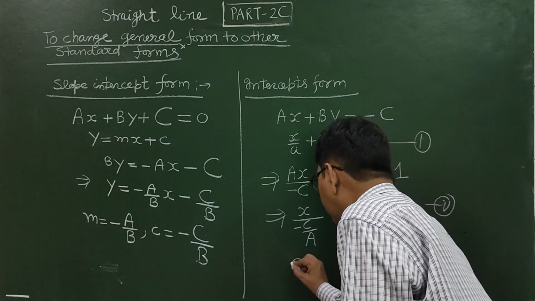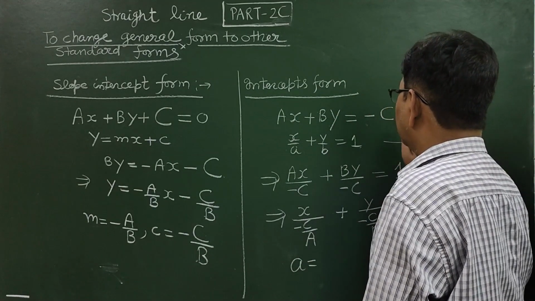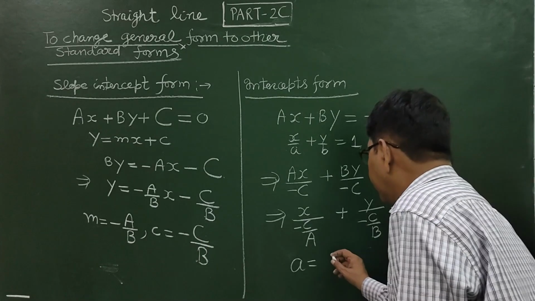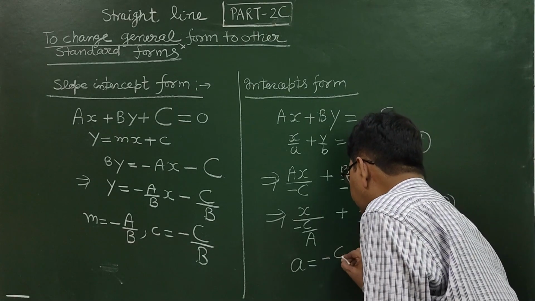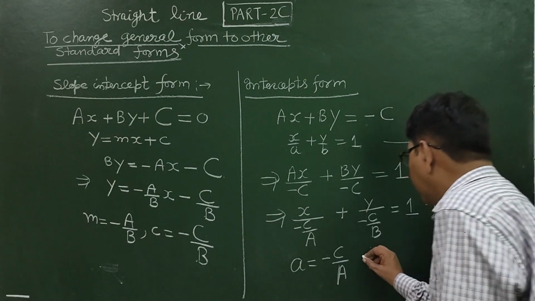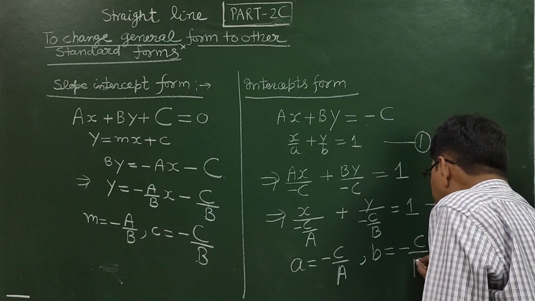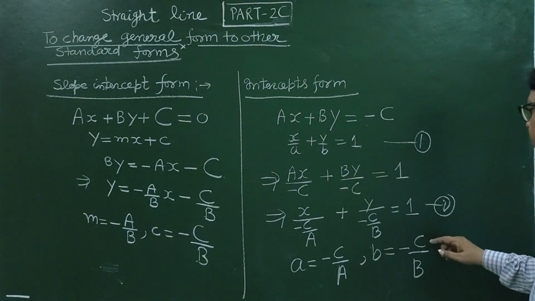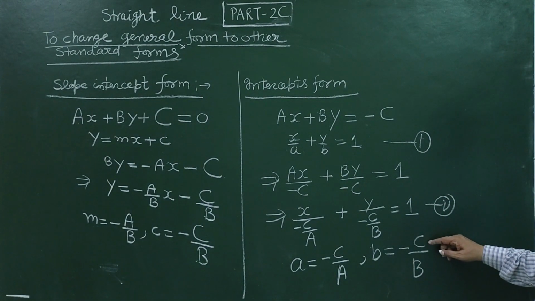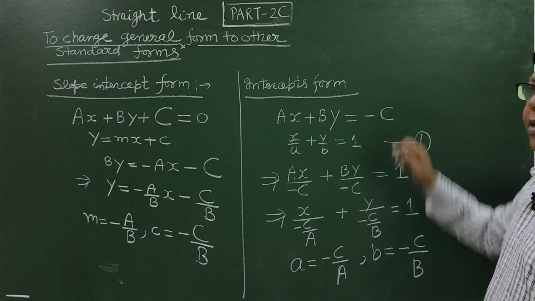So x-intercept of the line Ax plus By plus C equal to 0 is a is equal to minus C upon A, that is minus coefficient of constant term upon coefficient of x, and y-intercept b is equal to minus C upon B, that is minus coefficient of constant term upon the coefficient of y. So now we have converted the general form to intercepts form.